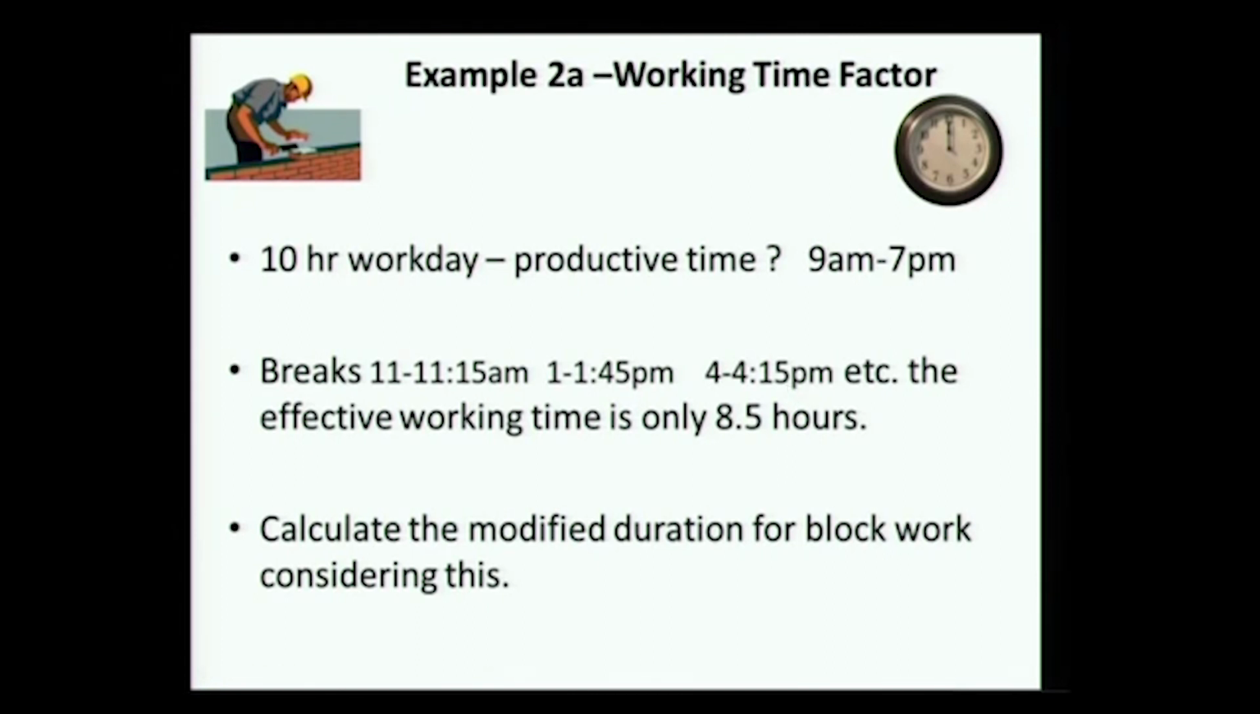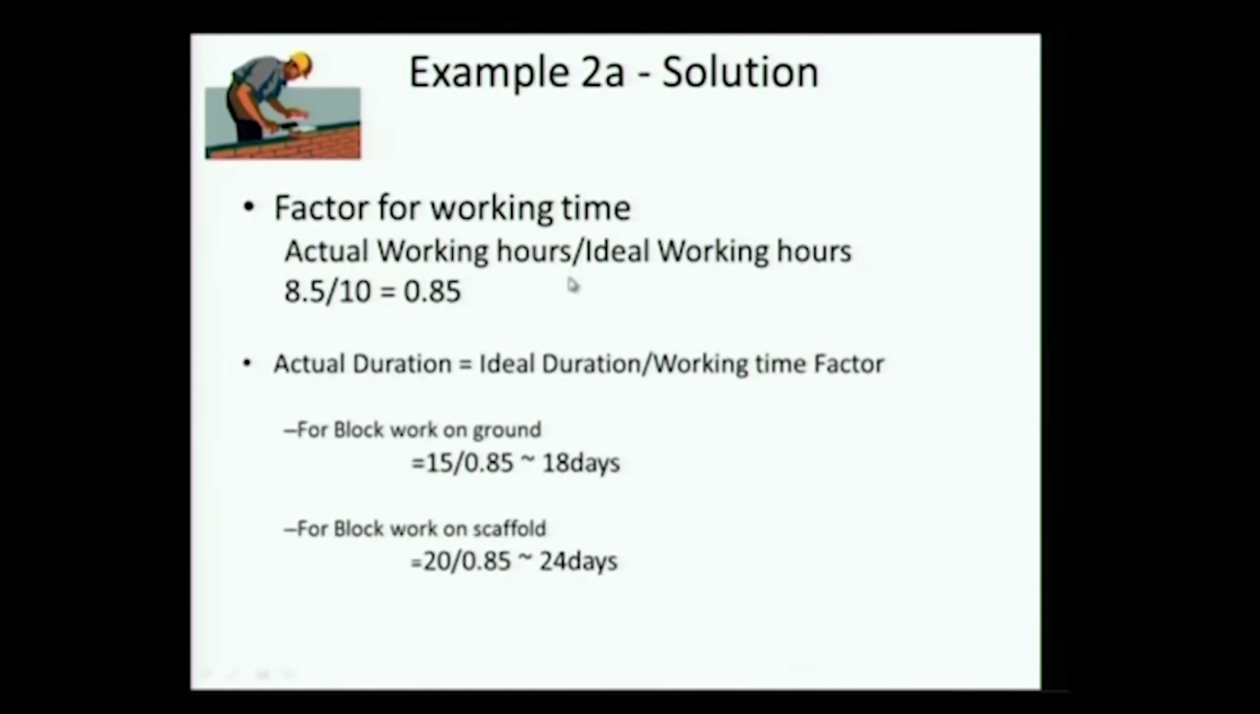And here we again have to modify this for the overall productivity and say, okay, what should have taken 15 days now takes 18 days, what takes 20 days takes 24 days. So even if we take the 8.5 hours of work, do you think people are actually working for 8.5 full hours? No. So again, how do we factor this?